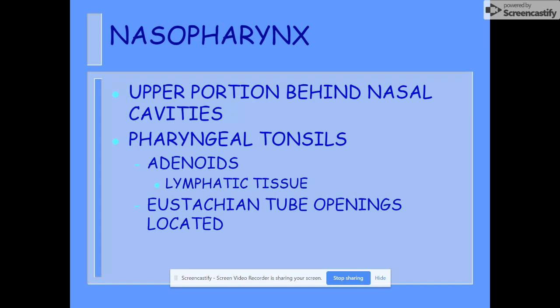The nasopharynx is the upper portion located behind the nasal cavities. The pharyngeal tonsils are there. That's also where your adenoids are, and your adenoids are lymphatic tissues. Your ET tube openings are there.